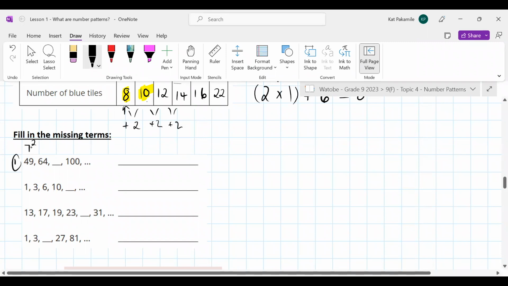Do you see that these are special numbers? Yes. So 49 is the same as 7 squared. Do you see that? Yes, ma'am. And 64 is what squared? 64 is the same as 8 squared. Do you remember your square numbers? Yes, ma'am. And then 100 is the same as what squared? 10 squared.